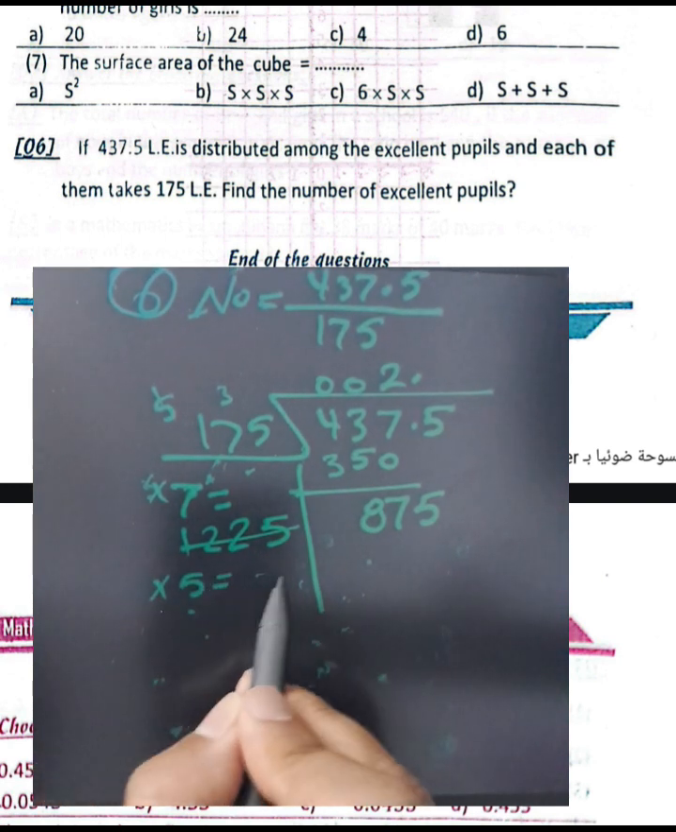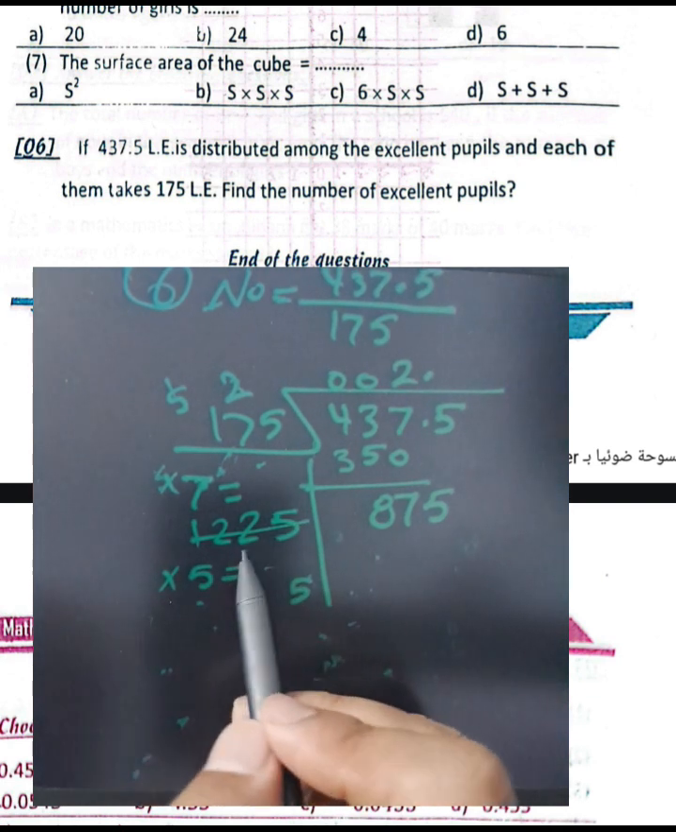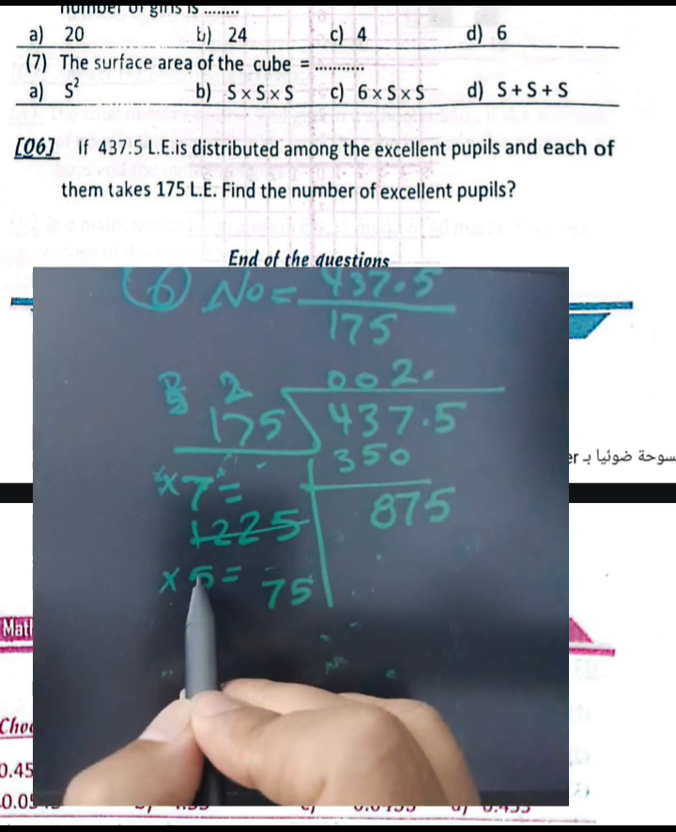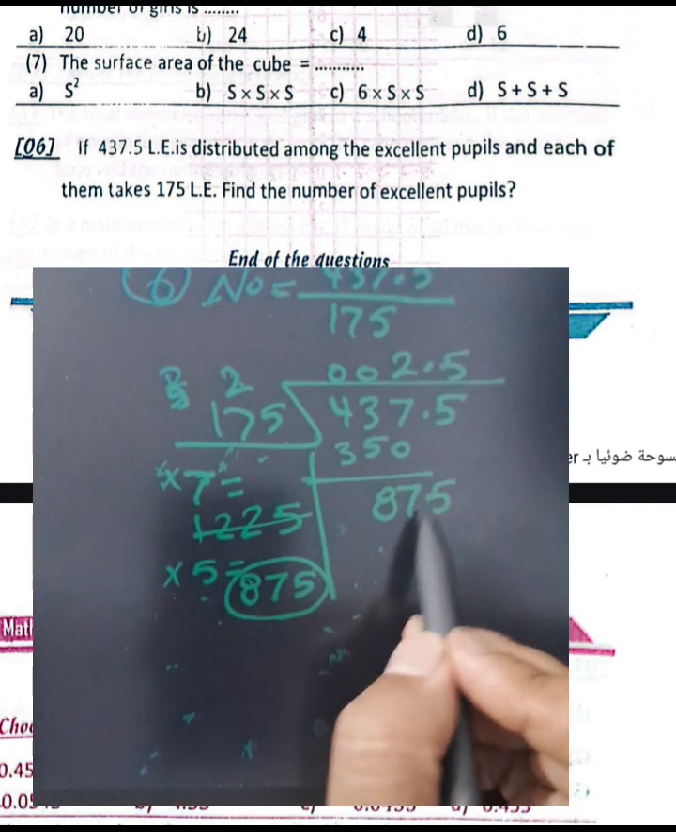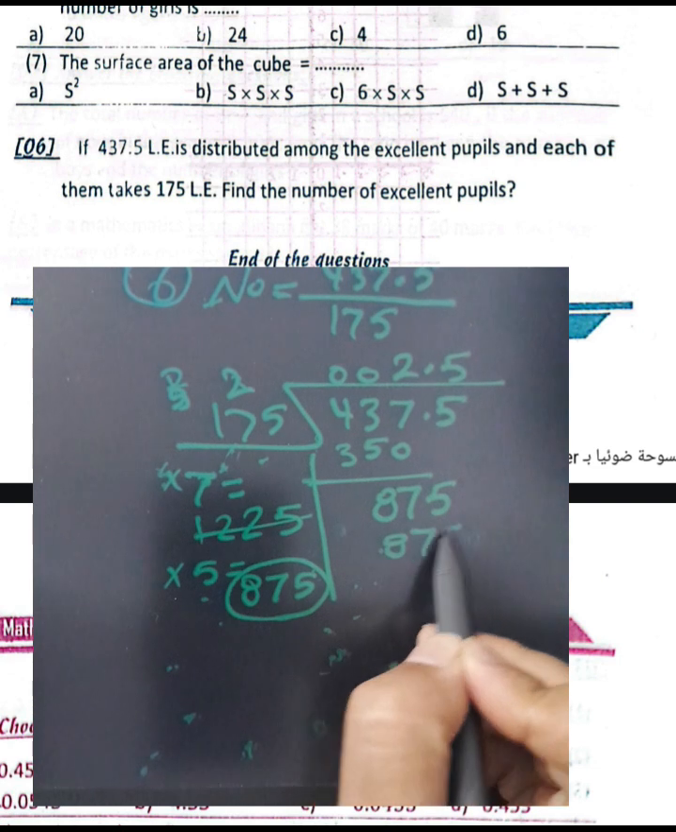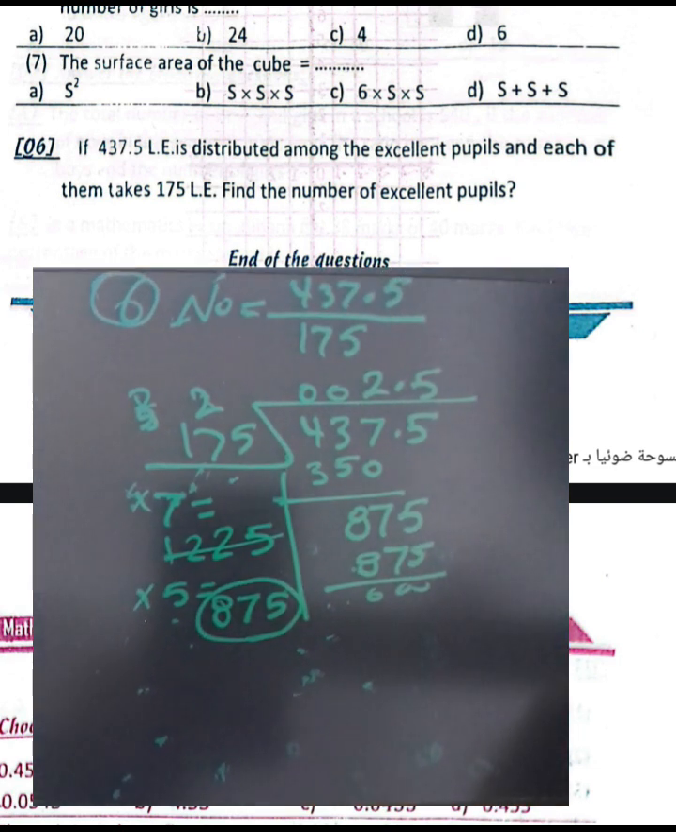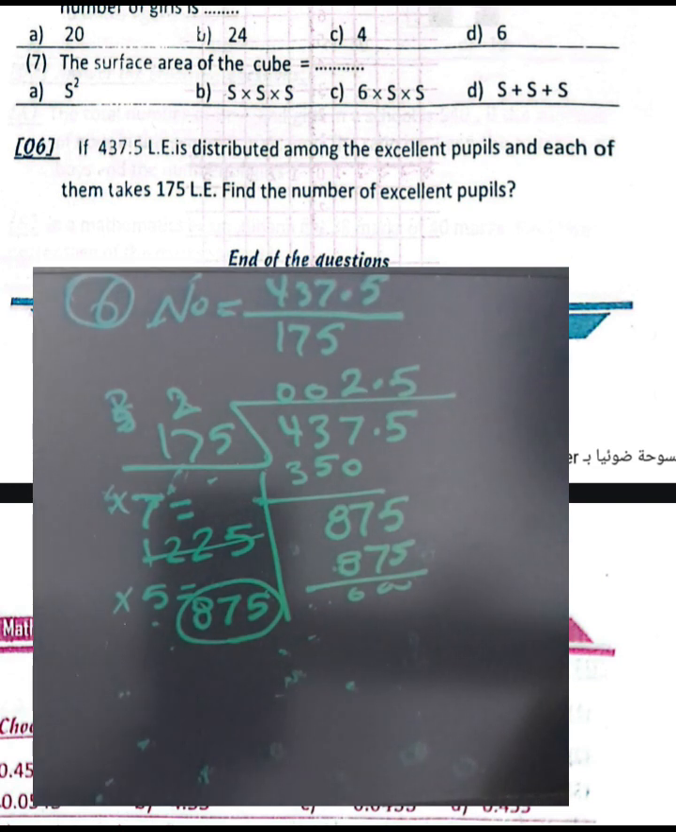5 times 5, 25. Write 5 and carry 2. 7 times 5, 35 plus 2 equals 37. Write 7 and carry 3. 1 times 5 equals 5 plus 3 equals 8. Then we have an equivalent number, 875. Then the number of excellent pupils will be what? 2 students. We have 435 gypsy lira distributed among excellent pupils.